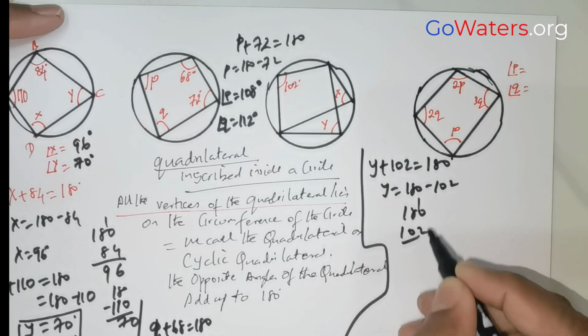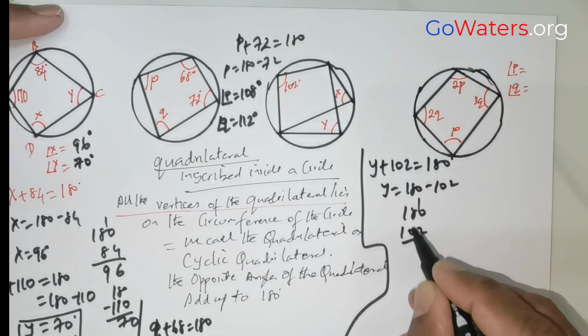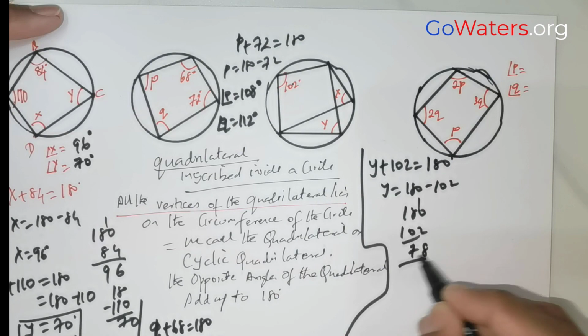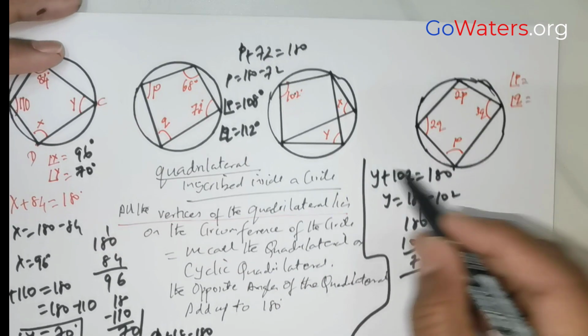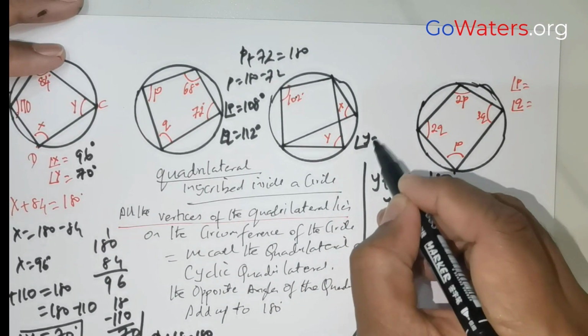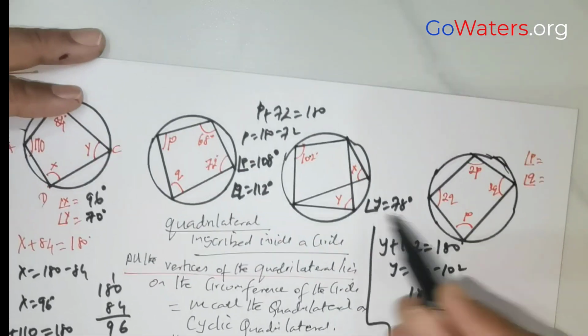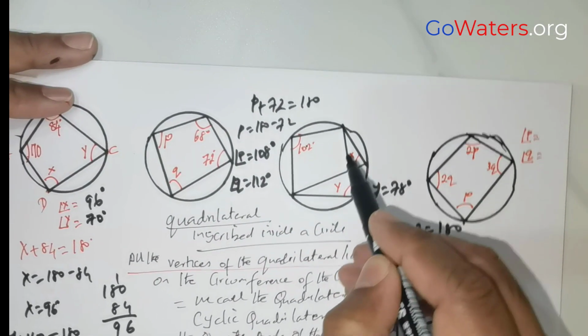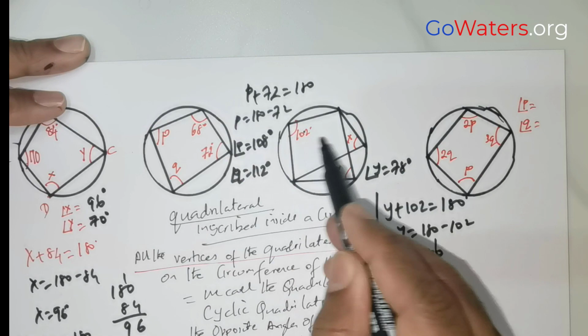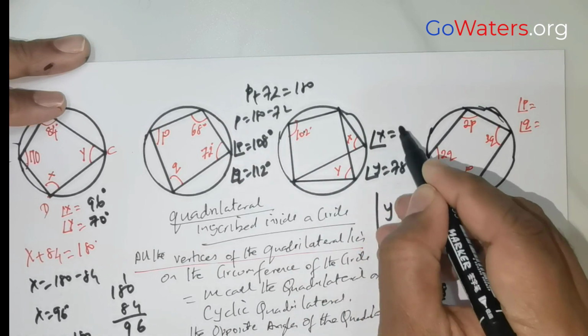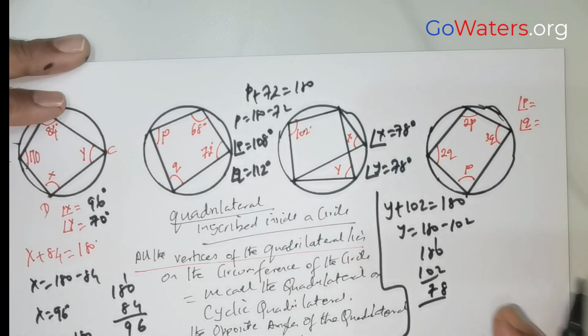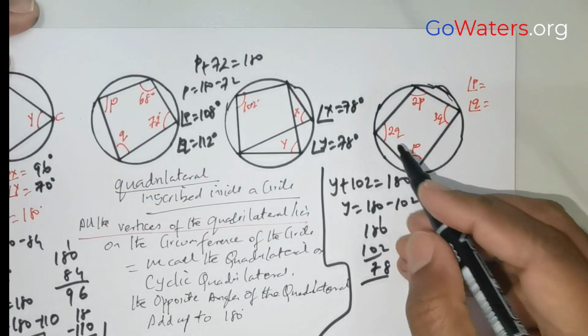180 minus 102 is 78. So angle Y is equal to 78 degrees. Now what is X here? X is also opposite to 102. So X will also be 78 degrees. So that's a solution there.